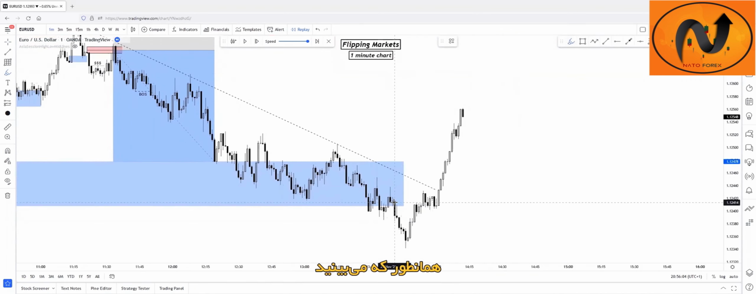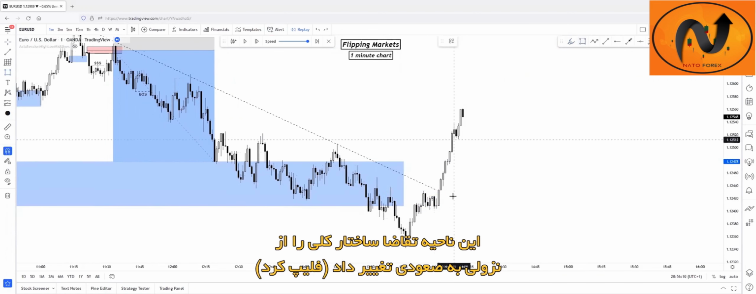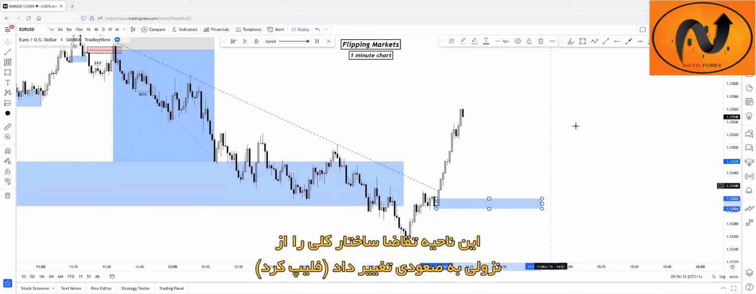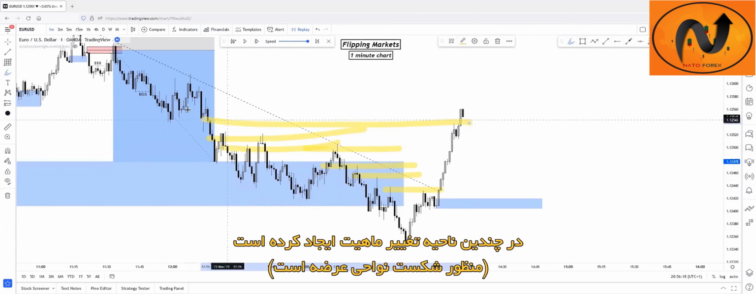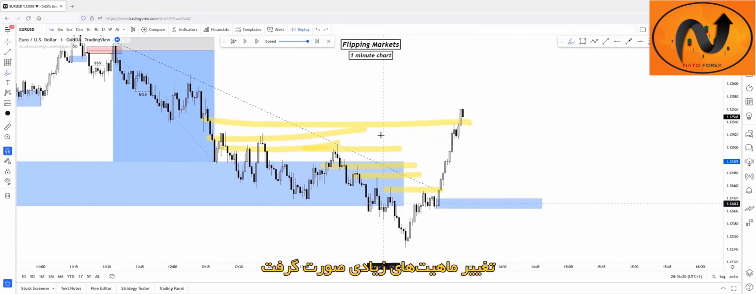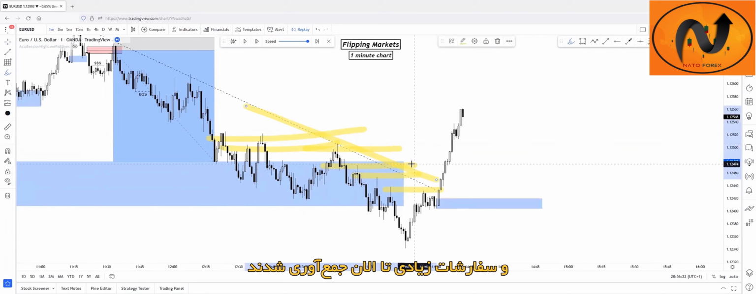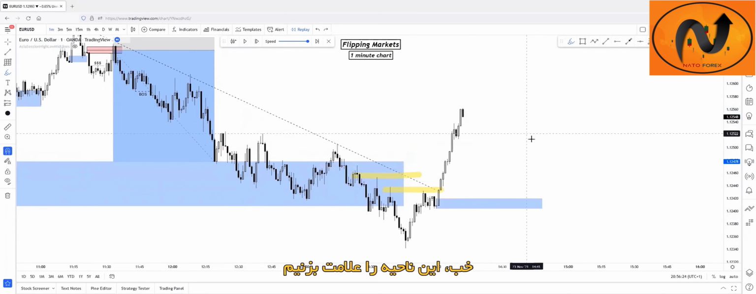As you can see, price did a really, really good flip here. Or maybe on this week, this demand zone flipped the whole structure from bearish to bullish. As you can see, it created change of characters in several places. So loads of change of characters here, and loads of orders have already been collected. Okay, we can mark this zone out.